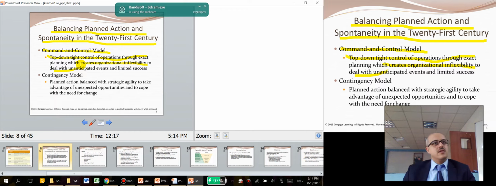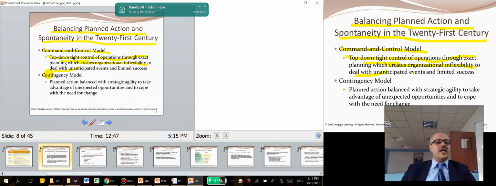How many people keep their to-do list? Okay, do you always check, did you do it or not? Are you flexible or not flexible with yourself? Maybe with yourself, but if you think about a big company organization, if you become too top-down, tight control, exact planning, it can sometimes create inflexibility to deal with the unexpected.